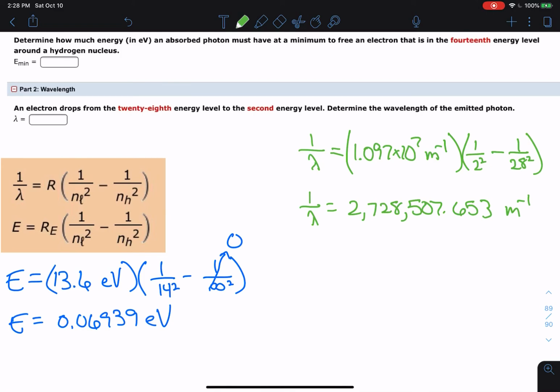This is not the answer. We solved for 1 over the wavelength. We want the wavelength, so we need to take the reciprocal of both sides. And so when I take the reciprocal, I get 3.665 times 10 to the negative 7th meters, which, if you're expressing this in nanometers, is 366.5 nanometers. There you go.